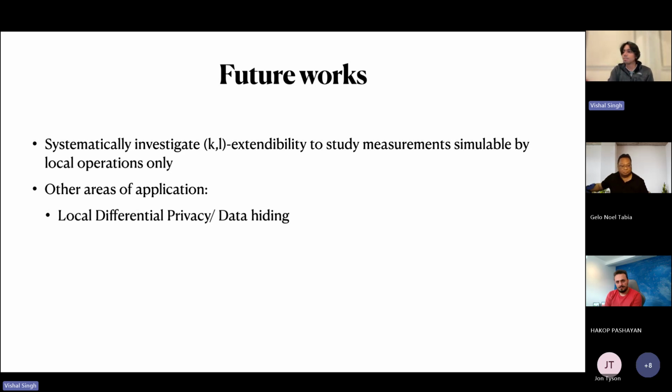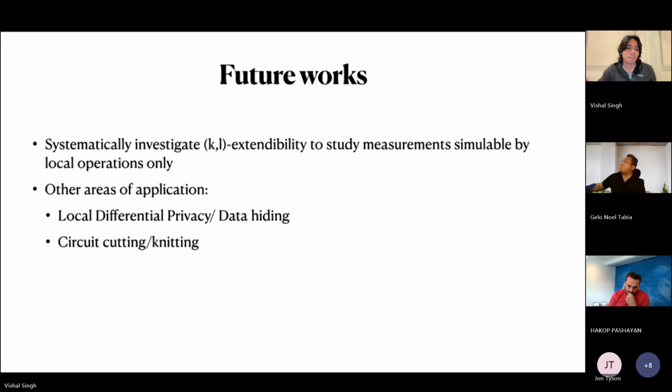In data hiding, what we usually do is basically try to hide some data in a bipartite or multipartite state, such that if you only have access to local operations, you cannot retrieve the data. But if you have joint measurements, you can retrieve the data, and that is kind of the idea of local differential privacy as well. So with k-extendable measurements, you can give information theoretic bounds on how well you can hide data using such techniques. You can find some bounds on circuit cutting and circuit knitting problems.